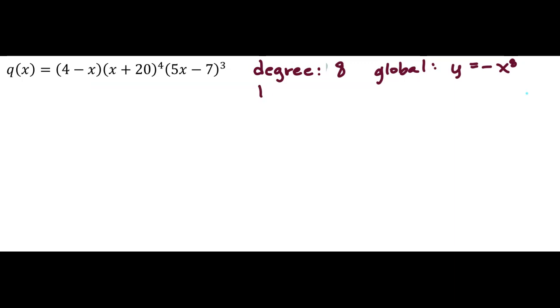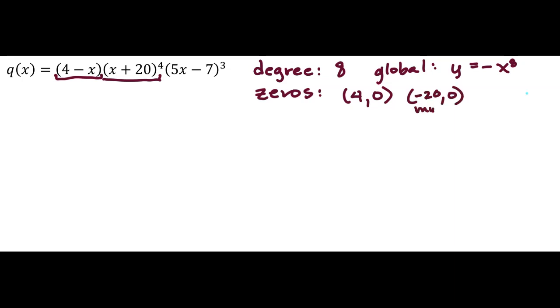So there's my global behavior. For local, I guess I don't really have to write that. I need to find my zeros and their multiplicity. And again, in factored form, the zeros become very easy, hopefully. Looking at factor number 1, if x equals 4, the entire thing will be 0. That's multiplicity 1. Looking at factor number 2, if x equals negative 20, the whole thing will be 0. And that one has multiplicity 4. And then last, if x is equal to positive 7/5, everything will be equal to 0. And that has multiplicity 3.